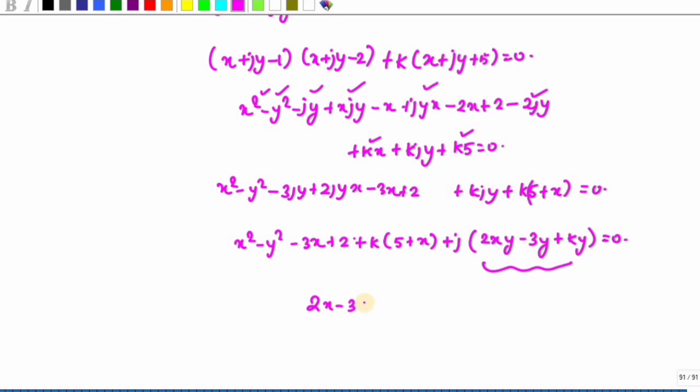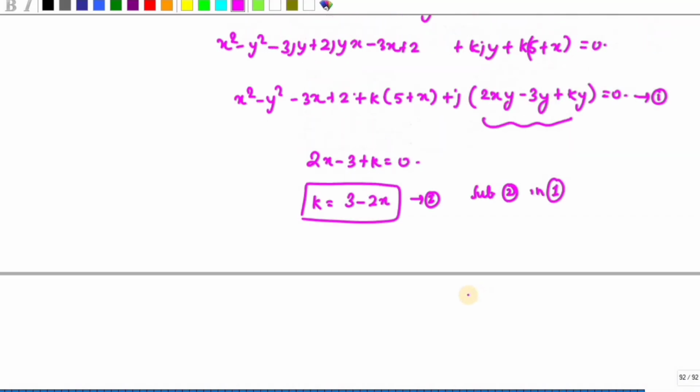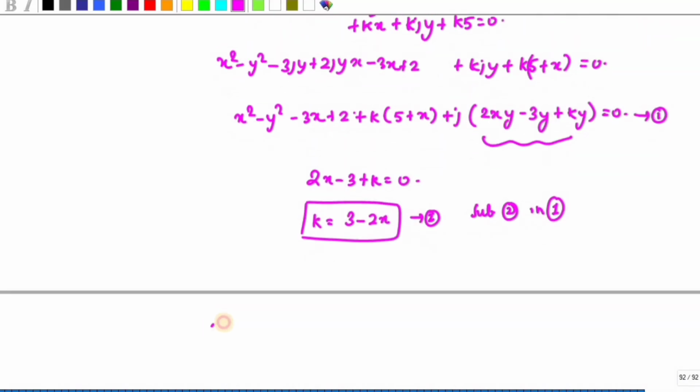So in this I am going to equate the imaginary term to 0. So I will get 2x minus 3x, 3 plus k is equal to 0. So k is equal to x minus 3 minus 2x. So substitute this k value, take it as 2, and substitute in the first equation. I will get x square minus y square minus 3x plus 2 plus 5 plus x into 3 minus 2x.